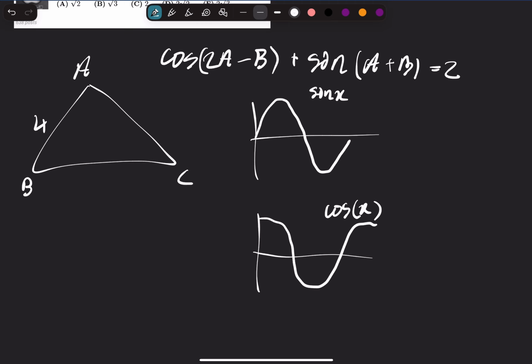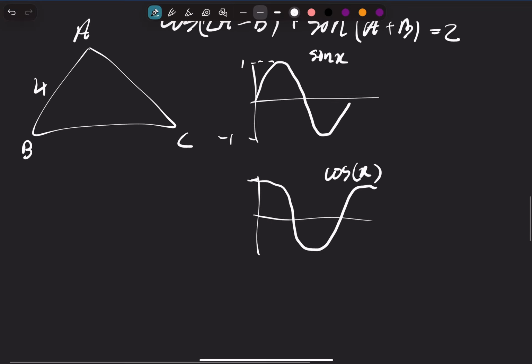Now, the range of cos and sine is the same. The greatest value of sine of an angle is going to be 1, and the least value that you can get for sine of an angle is -1, right? Same thing with cos, the range is the exact same.